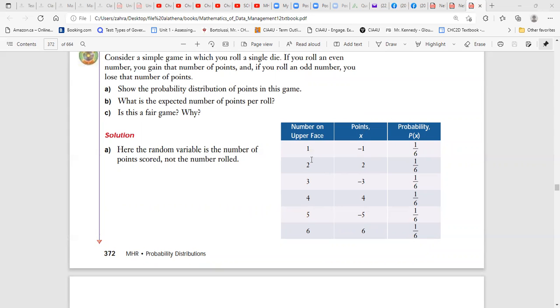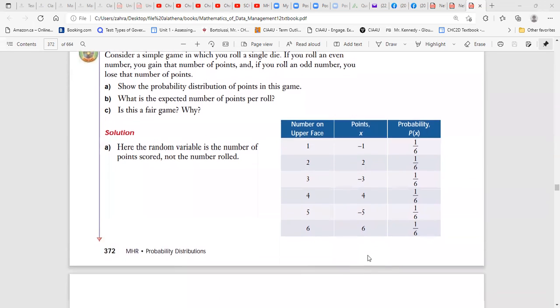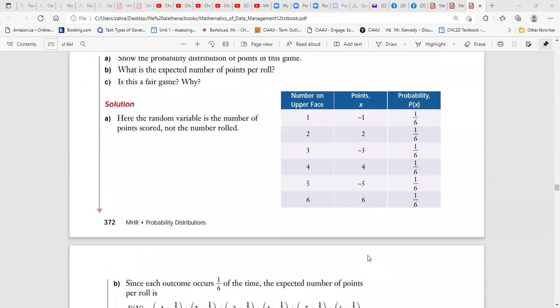This is going to be your random variable. If you land on 2, you win 2 points. If you roll 3, because it's odd, you lose 3 points. This one is even, so you gain that. This one is odd, you lose that point. This one is even, again you gain that, you win that number. So that would be the random variable. To do the probability distribution, this is that.